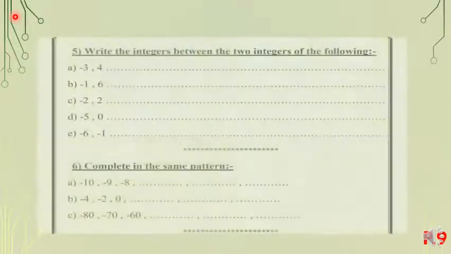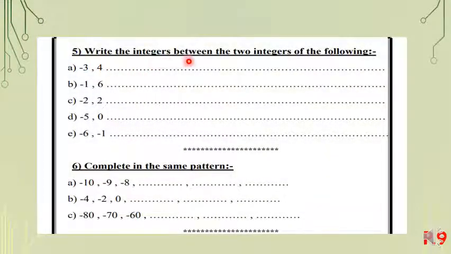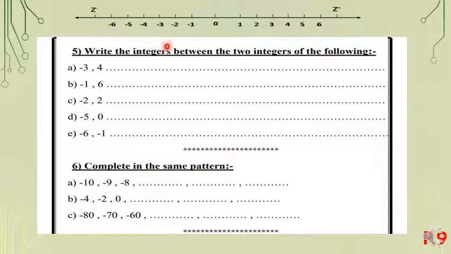Page 9. Number 5. Write the integers between the two integers of the following. Negative 3 and 4. Here we have our number line. Here is negative 3 and here we have 4. What are the integers between negative 3 and 4? We have negative 2, negative 1, 0, 1, 2, 3. Letter B, we have negative 1 and 6. Here is negative 1, here we have 6. What are the integers between negative 1 and 6? We have 0, 1, 2, 3, 4, and 5.